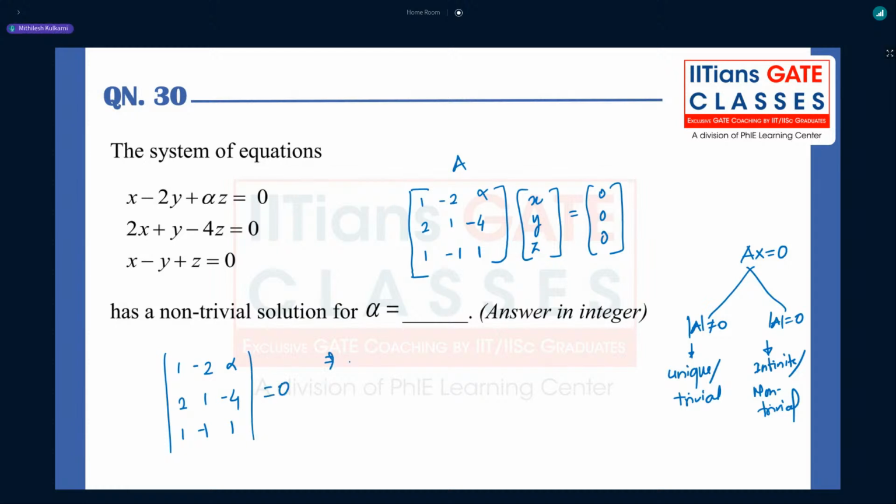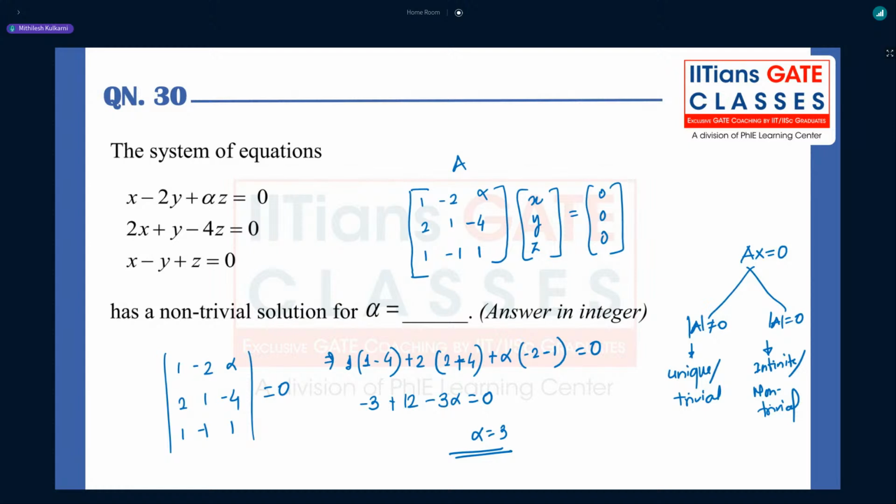So what you will get is 1 into (1 minus 4), plus 2 into (2 plus 4), plus alpha into (minus 2 minus 1), equal to 0. So this is 1 minus 4, which is minus 3, plus 2 into 6, that is 12, plus minus 3 alpha equal to 0. 12 minus 3 is 9. 9 is equal to 3 alpha. So alpha has to be equal to 3.